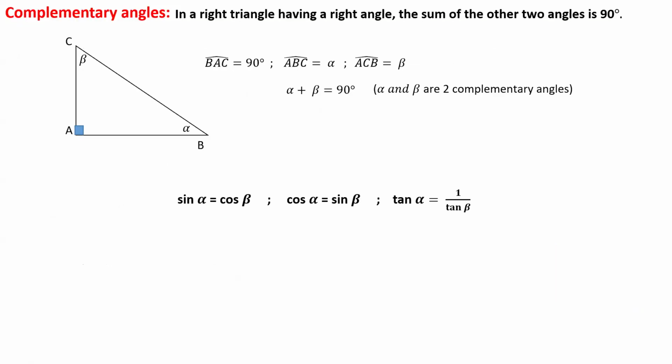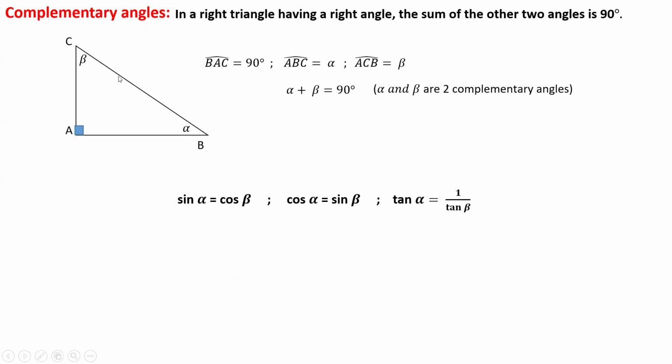Now, let's talk about complementary angles. What do we mean by complementary angles? We have studied before that if the sum of two angles equals 90 degrees, then these are called complementary angles. If we have a right triangle at A, then we add angle alpha plus angle beta, which are on vertices B and C.